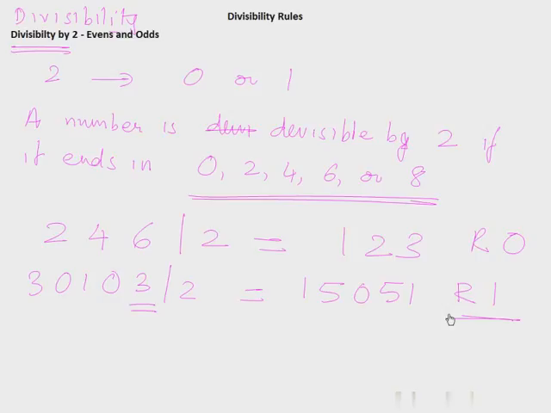So the numbers that are divisible by 2 are called the even numbers. The numbers that are not divisible by 2 are called the odd numbers. What's special about the even numbers? They give a remainder of 0 when they are divided by 2. What's special about the odd numbers? They give a remainder of 1 when divided by 2. Remember, 0 is divisible by every number. Therefore, 0 is divisible by 2. Therefore, 0 is even.